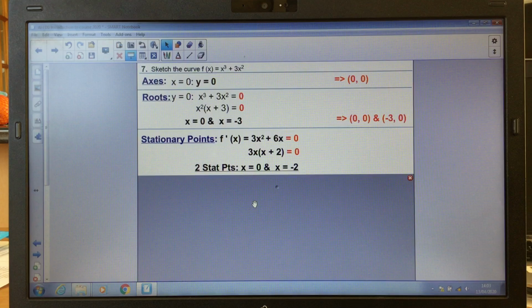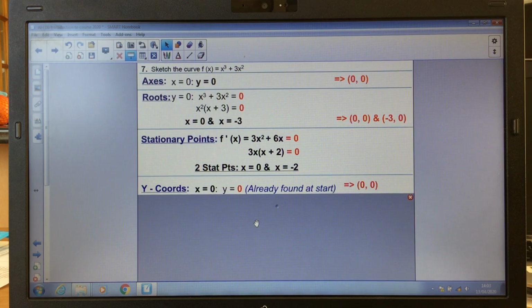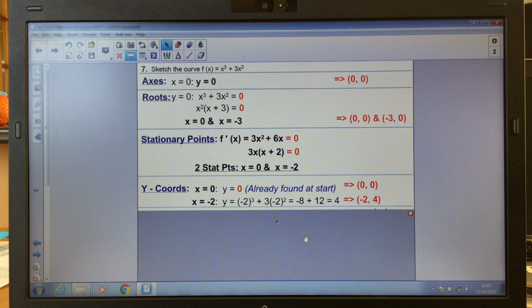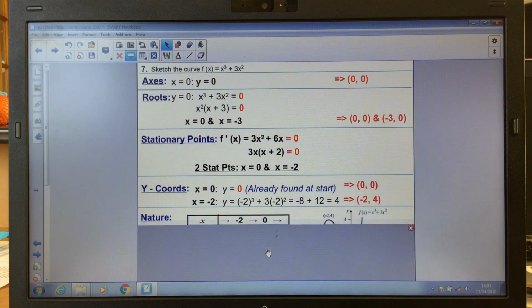What's next? The y coordinates. So if x was 0, we've already found that at the start there. We've got 0, 0, and then if you put minus 2 into the original function, we get out 4, so we've got two stationary points. But what's the nature?